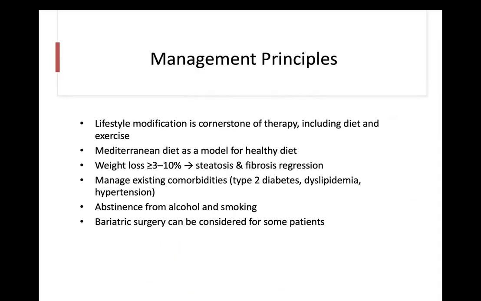How do we manage them? So lifestyle modification is the cornerstone of therapy, meaning healthy diet and exercise. Mediterranean diet is a good choice for healthy diet. Weight loss, 3 to 10%, was shown to reduce the steatosis and help in fibrosis regression. Again, we have to manage existing comorbidities like type 2 diabetes, dyslipidemia, hypertension. We have to strongly encourage patients to avoid alcohol and smoking, and bariatric surgery can be considered for some patients who need weight reduction.